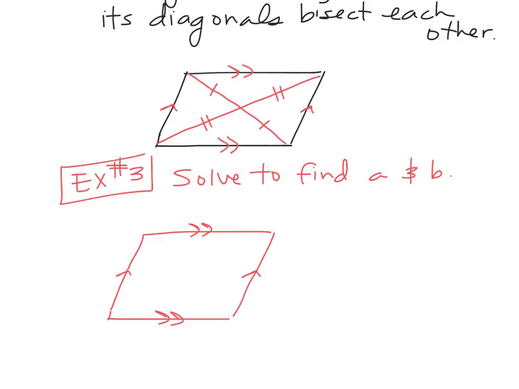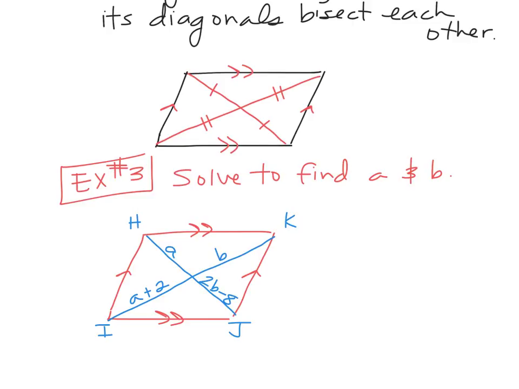If I tell you this is H, K, J, and I, and the diagonals are drawn in, and this is A, and this is B, and this is 2B minus 8, and this is A plus 2. Okay, so we have all this information in a parallelogram. What do you know about the diagonals of a parallelogram? Well, they bisect each other. Okay, so the parts are equal.